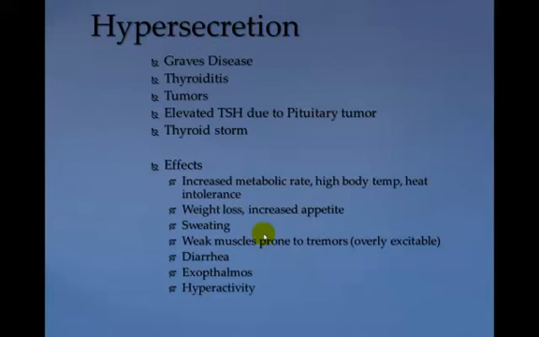These individuals, from a nervous system standpoint, are going to seem hyperactive. They're going to have a lot of activity, this overactivity in the brain, which may even cause difficulties sleeping. And we almost always see a goiter when we have hypersecretion.